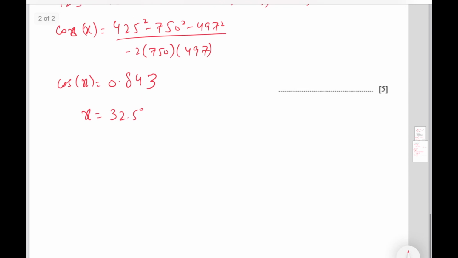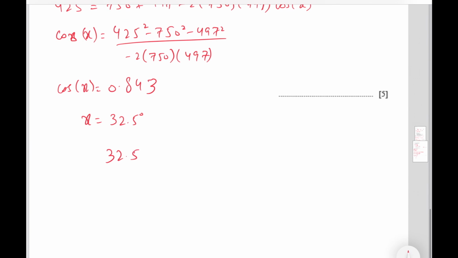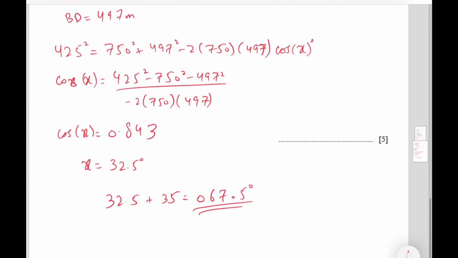In order to find the bearing, we need to add this angle and this angle right here. So we add the two angles: 32.5 plus the other angle, which was 35 degrees. The bearing comes out to be 067.5 degrees over here. So we write our answer 067.5 degrees over here, and we're done with the question.